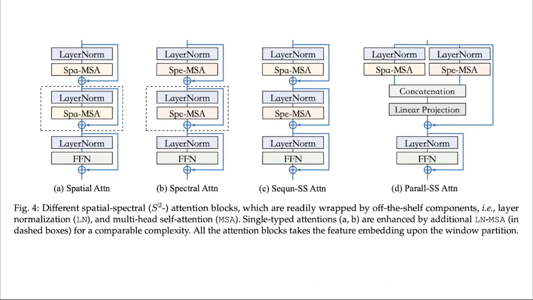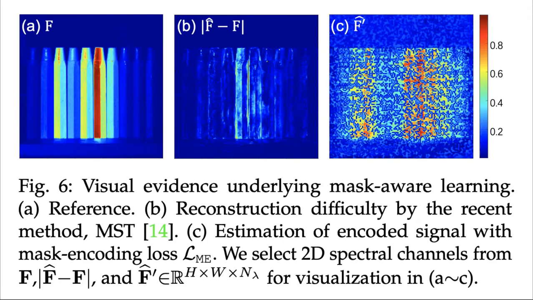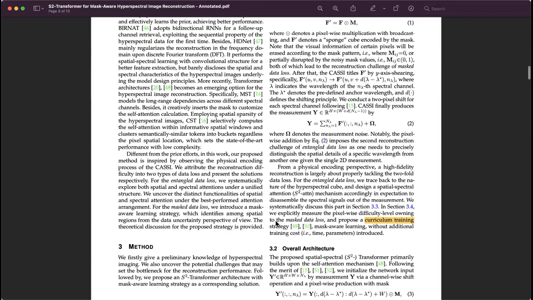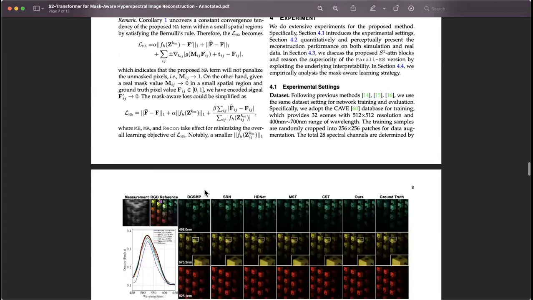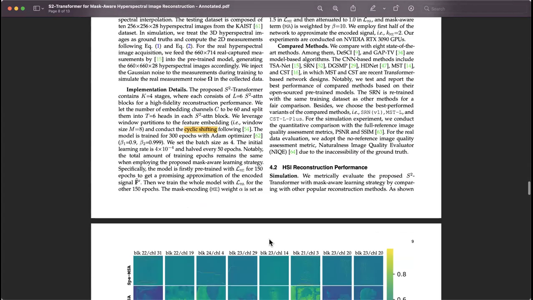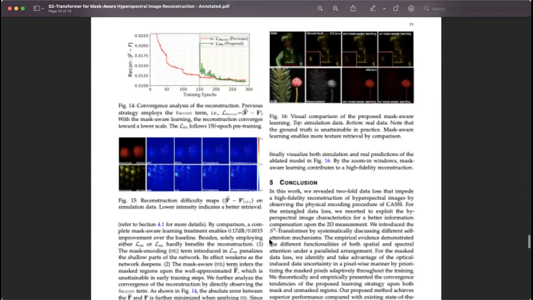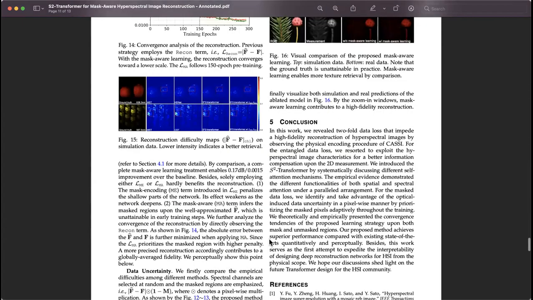Okay, so this transformer and this loss are the main contribution of this paper. If we go to the paper, there are lots of visual analyses and so forth. You can read them. I think I've already summarized the contribution.